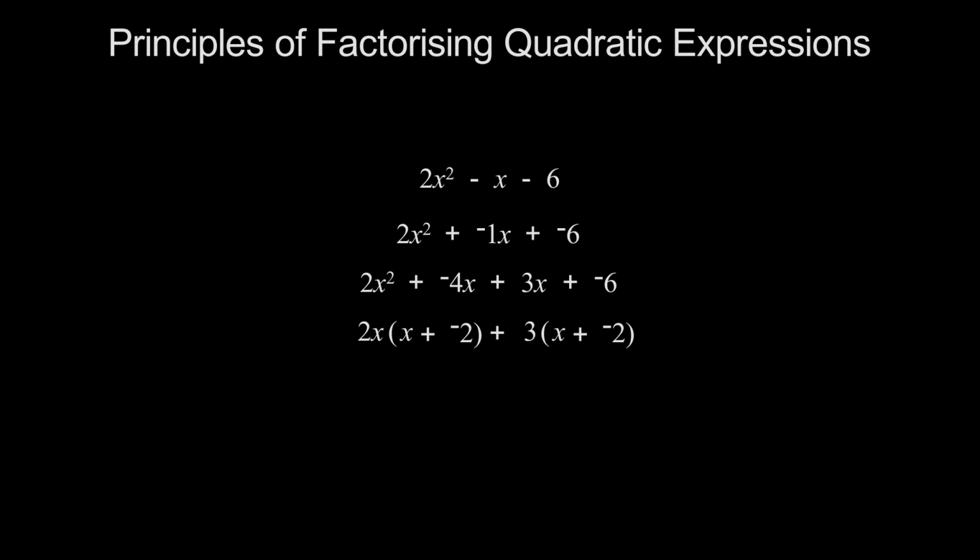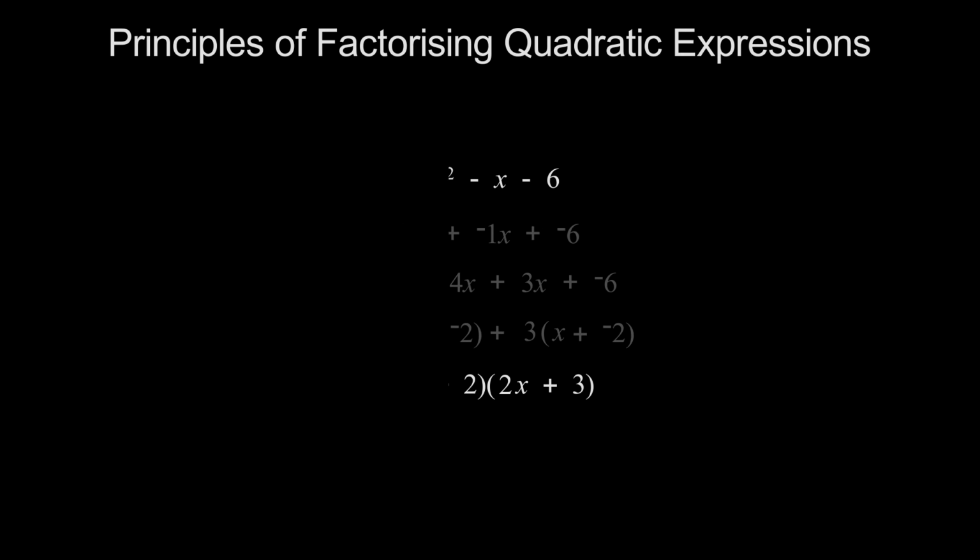x + -2 is a common factor and can be factorised to (x - 2)(2x + 3). And we have the complete factorisation of the given quadratic.